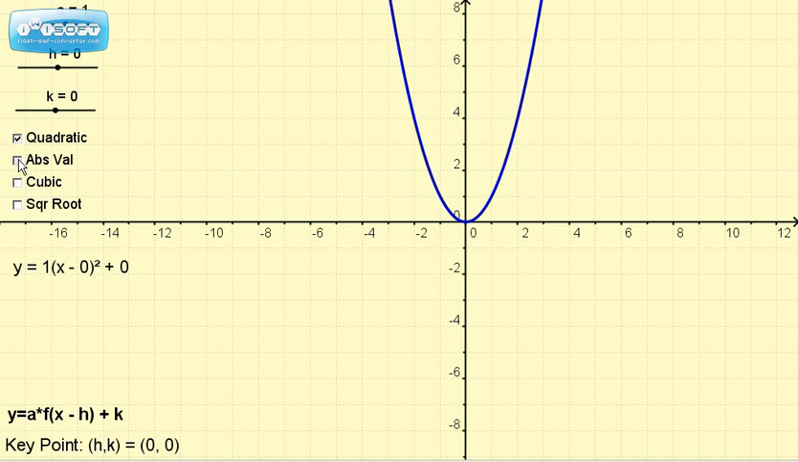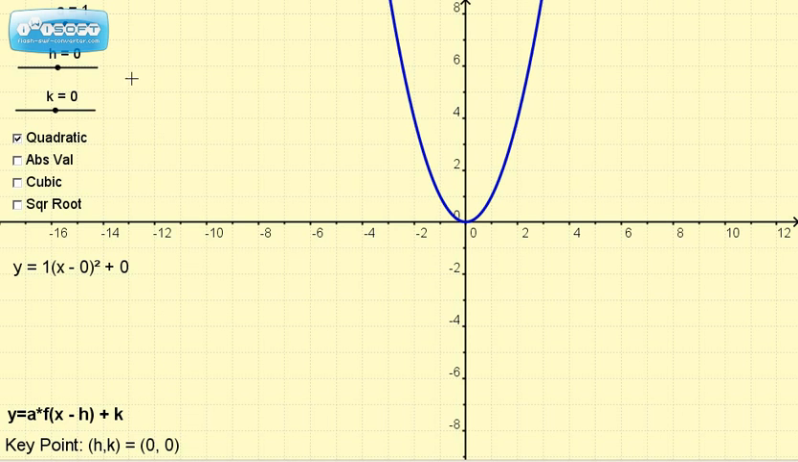So the absolute value, cubic, and square root are also going to be a times whatever function I'm talking about with x minus h inside. So either absolute value of x minus h, x minus h cubed, or the square root of x minus h, whichever one I happen to be looking at. And then that plus k on the outside. This is sort of a general form of how things can get shifted back and forth for any type of function.